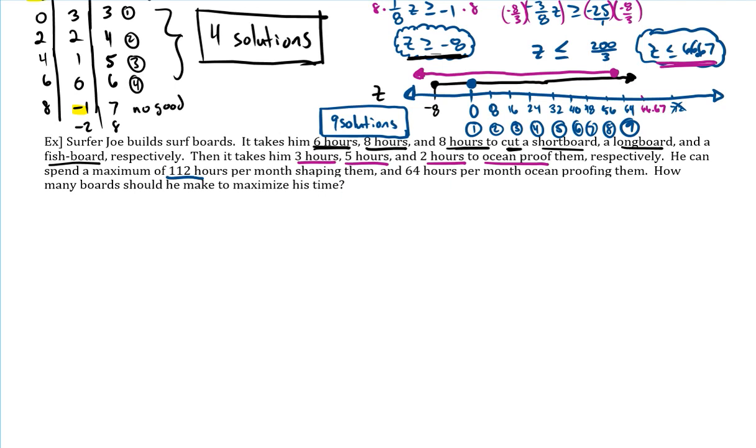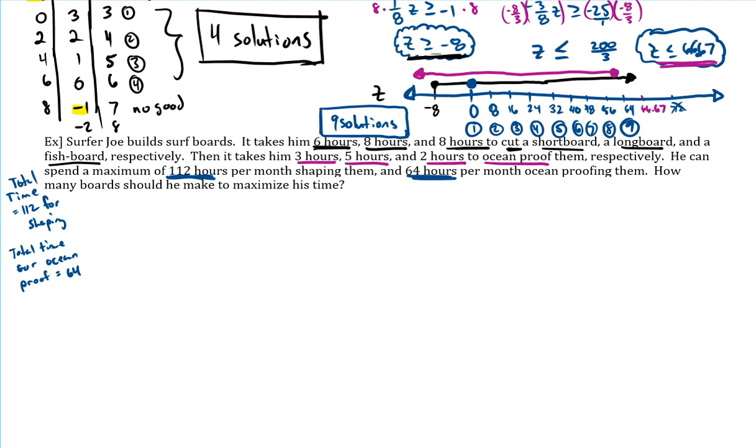So that's going to be our total amount of time that he can do. Right there, I'm just going to mark it to the side here. So that's total time: 112 hours per month shaping them. So total time, 112 hours for shaping. And then 64 hours for ocean proofing. So total time for ocean proofing equals 64 hours. Okay, so there's the totals.